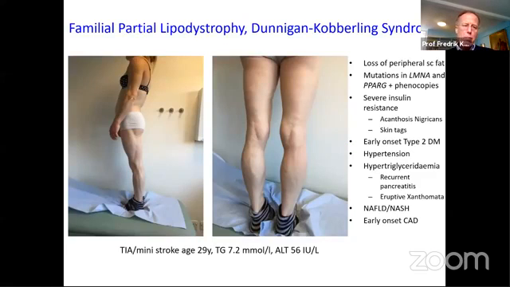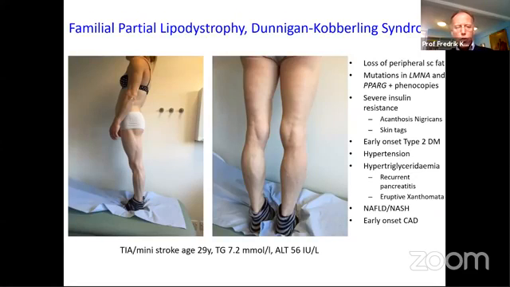I'll start off with the simplest of all examples, where there's a genetic defect leading to a substantial effect on fat distribution. And this is the example that has been known for decades, consisting of familial partial lipodystrophy. These are rare cases, and this particular case has Dunnigan-Kobberling syndrome with a mutation in the LMNA gene. And as you see from this woman's legs, they are muscular, but they are completely fatless. There is no subcutaneous fat whatsoever in the lower body as part of this syndrome.